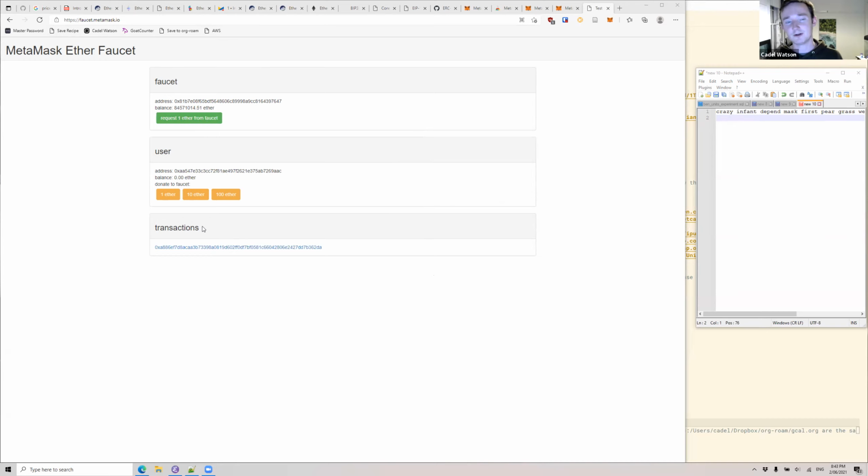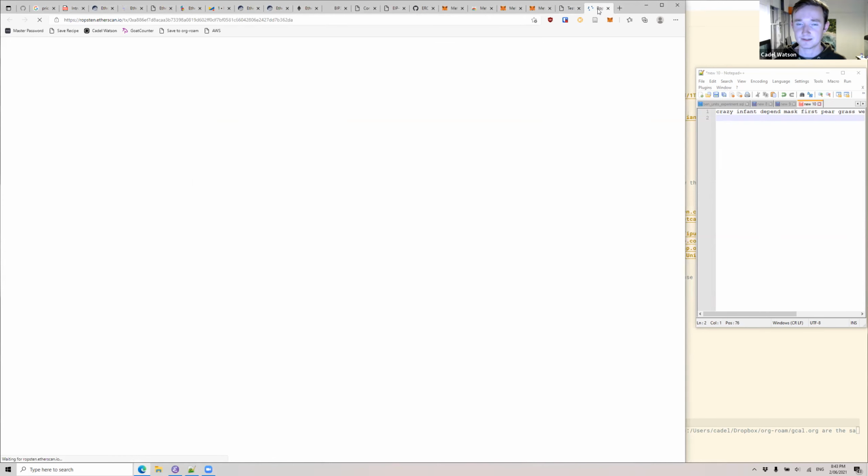If all goes well, so if you've done all of those steps correctly, you can see a new entry in this transactions list. What this is saying is that Metamask has received my request that I want 1 Ether, and they have created a new Ethereum transaction to send me that 1 Ether. If we click on this transaction, it's going to open it up in Etherscan.